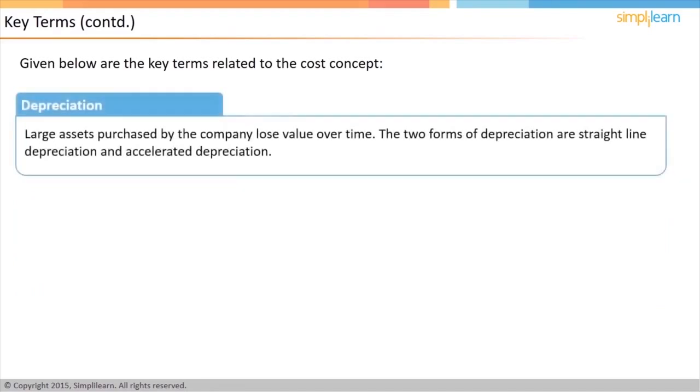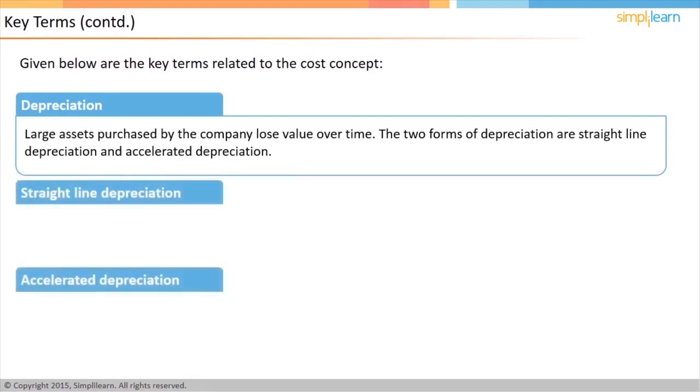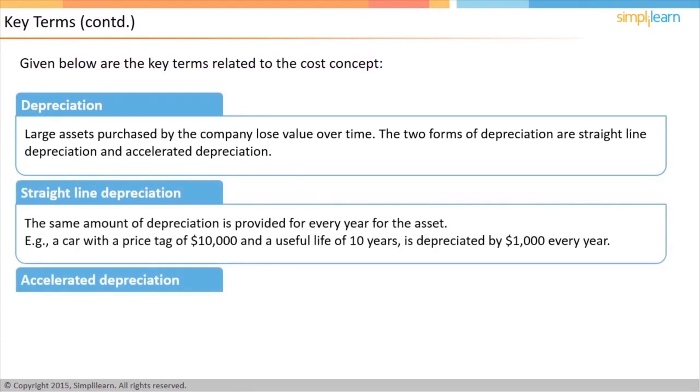Funding limit reconciliation. The process of comparing the planned expenditure in a given period with the available funding for that period. Large assets purchased by the company lose value over time. This is called depreciation. There are 2 forms of depreciation, straight line and accelerated. In straight line, the same amount of depreciation is taken every year. For instance, a car with a price tag of $10,000 and useful life of 10 years is depreciated $1,000 per year. At the end of the 10th year, the value of the car is considered 0 for all accounting purposes.